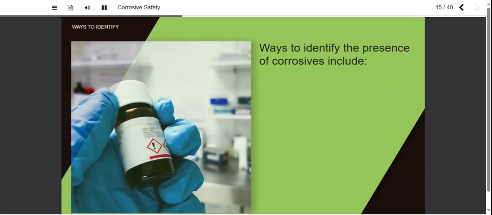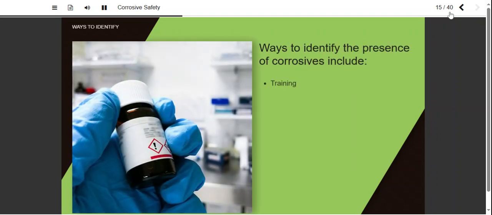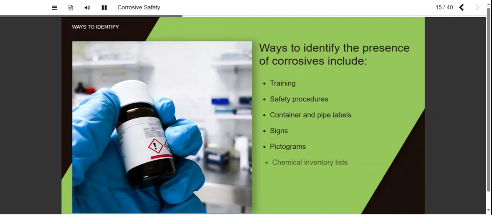Ways to identify the presence of corrosives include training, safety procedures, container and pipe labels, signs, pictograms, and chemical inventory lists.